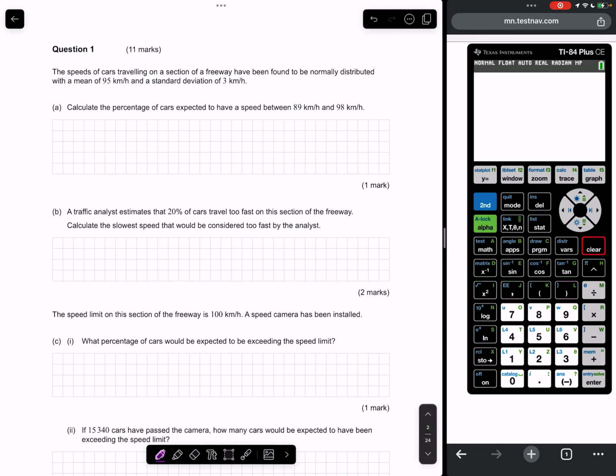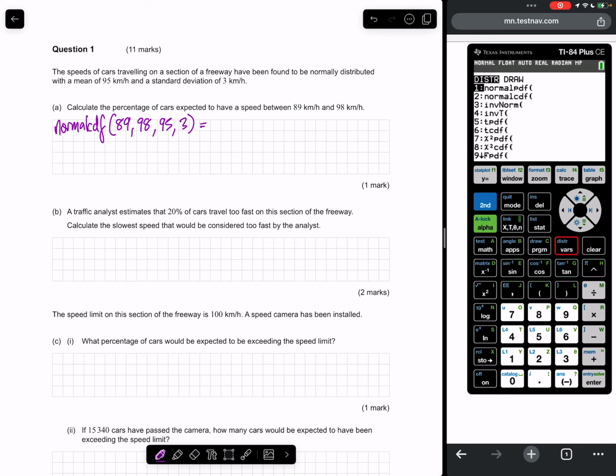Question 1. The speeds of cars travelling on a section of freeway have been found to be normally distributed, mean 95, standard deviation of 3. What percentage of the cars is expected to have a speed between 89 and 98? So percentage, we are doing a normal CDF. The lower is 89, the upper is 98. The mean was 95, standard deviation was 3. Chuck that into the calculator.